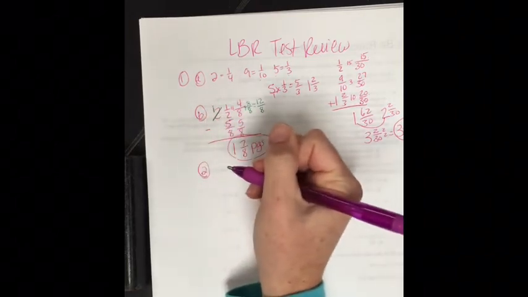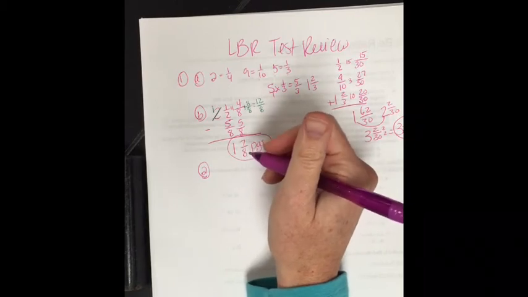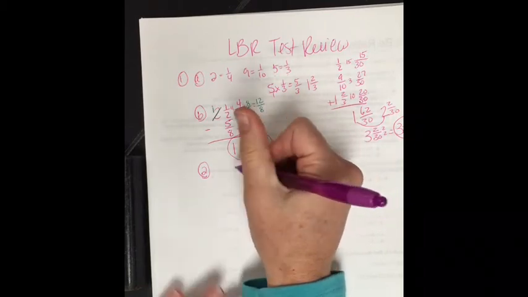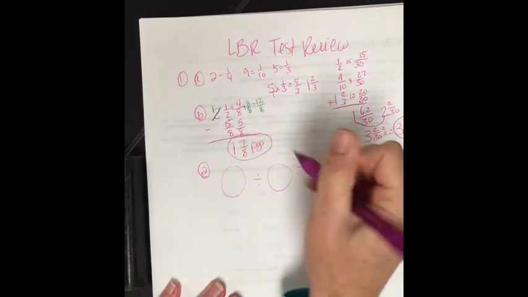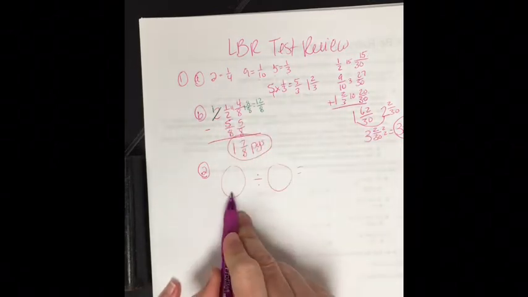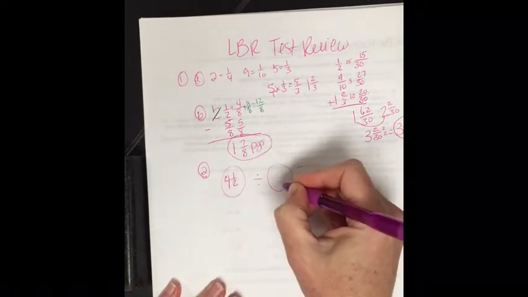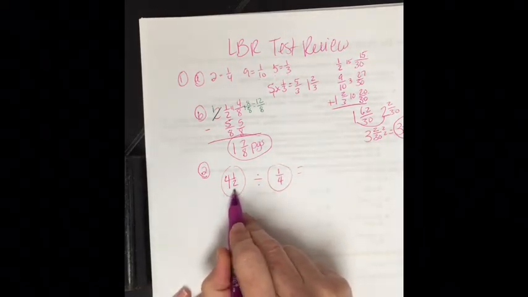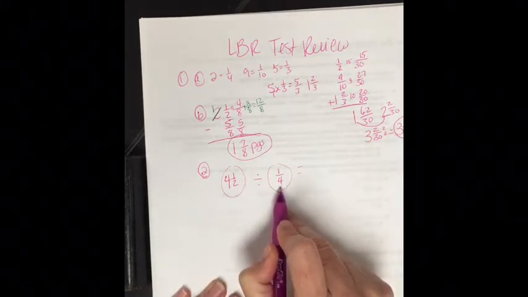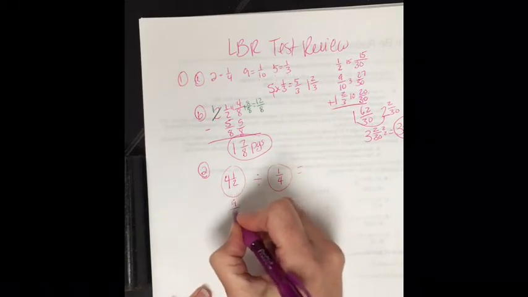Number 2, Connor's father bought 4 1/2 pounds of chocolate to make s'mores. He estimates that he will need 1/4 of a pound of chocolate to make each s'more. How many s'mores can he make? So this first circle we talked about needs to be how much we have, and the second one is how much it takes to make each. So we had 4 1/2 pounds, takes 1/4 of a pound to make each. Before I solve this, I have to change this to an improper fraction. 4 times 2 is 8, plus 1 is 9 over 2.